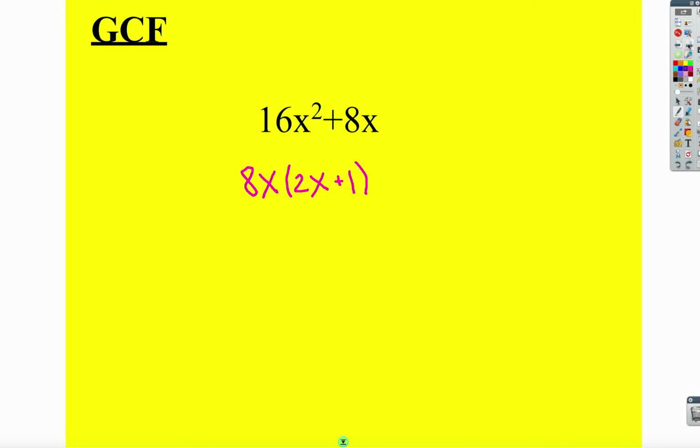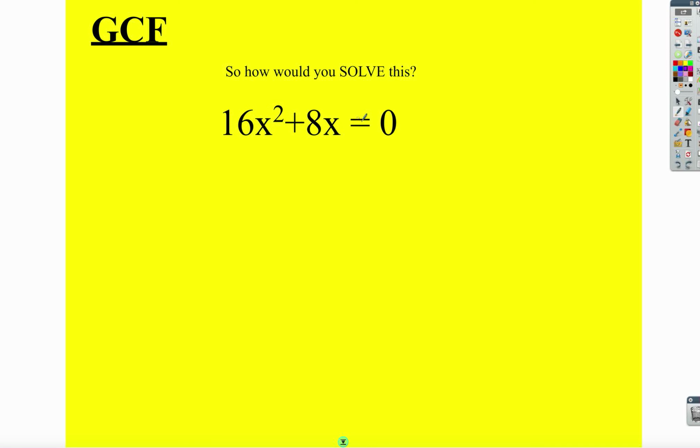So now I want to remind you the difference between this, which is an expression, and this, which is an equation. Now it's equal to something, which makes it an equation. So now instead of simply factoring, I need to solve it. I'll start the same way. I'm going to take the 8x, and then I get the 2x plus 1.